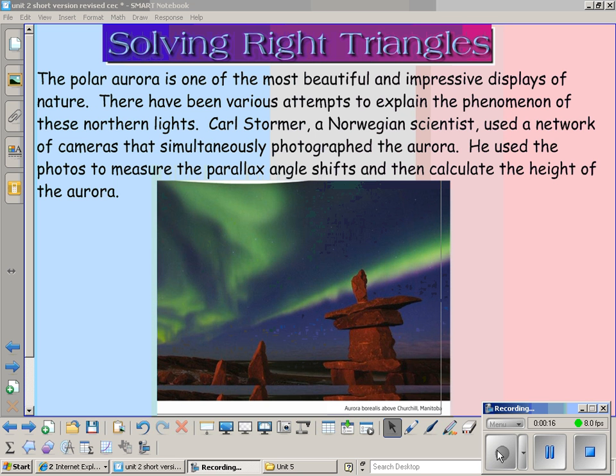The polar aurora is one of the most beautiful and impressive displays of nature. There have been various attempts to explain the phenomenon of these northern lights. Carl Stormer, a Norwegian scientist, used a network of cameras to simultaneously photograph the aurora. He used the photos to measure the parallax angle shifts and then calculate the height of the aurora.